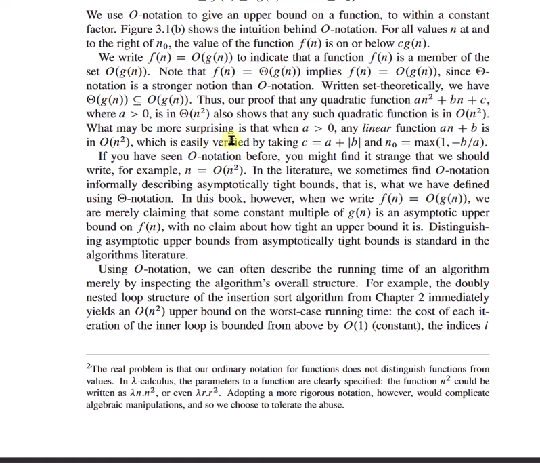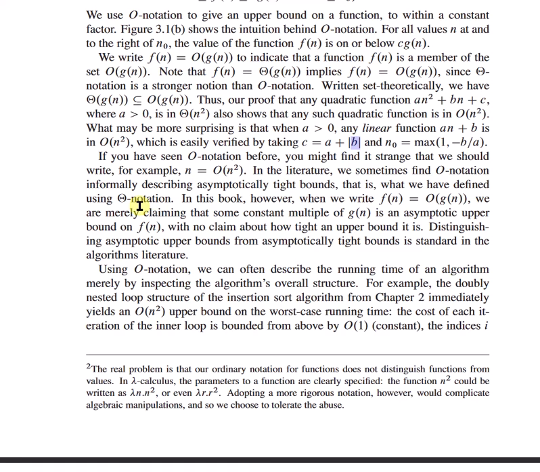What may be more surprising is that when a is greater than 0, any linear function a n plus b is in big O of n square, which is easily verified by taking c equal to a plus b, ignoring the sign, and n naught equal to maximum of 1 comma minus b by a. If you have seen O notation before, you might find it strange that we should write, for example, n equal to O of n square.